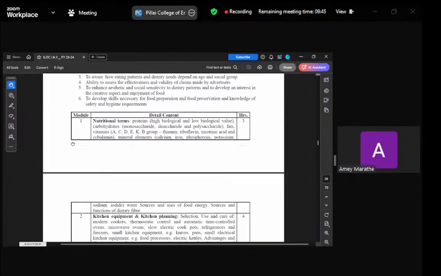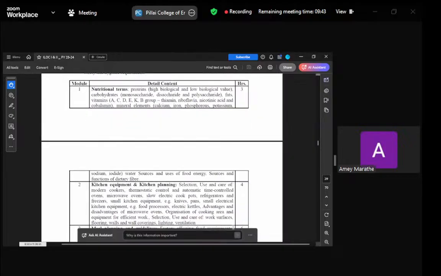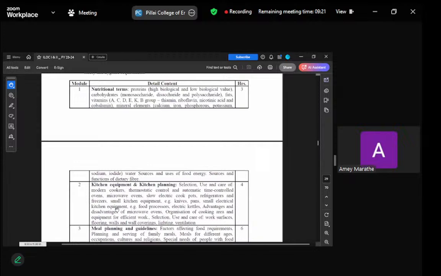So if you see, module number 1 will typically talk about the nutritional values or nutritional terms, which we might not be aware of. So what are proteins, what are fats, vitamins, different types, what are its sources, and what are its effects on the human body and mind.